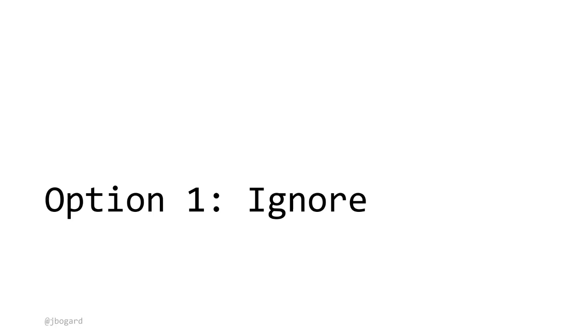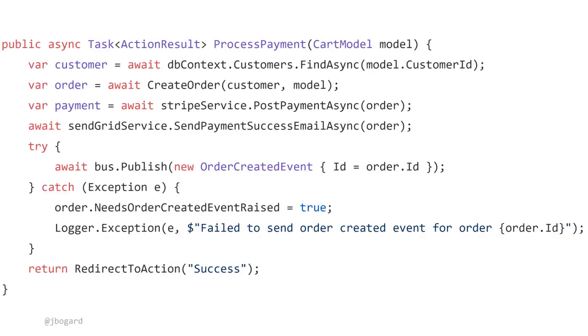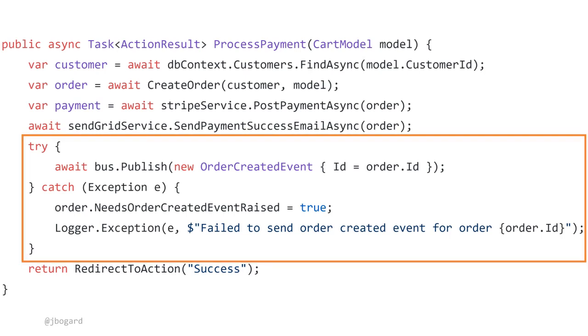So we don't just want to try catch and throw up our hands, but maybe we can do something similar to a retry where we do a try catch, and then if something fails, then what we'll do is we'll flag the order saying, hey, something went wrong here. So maybe some offline process is looking for orders that need to have their order created event raised, and then go ahead and send those messages out the door at some point in the future. So this is a valid possibility. It's kind of like a retry, but we're basically ignoring it in the original transaction.